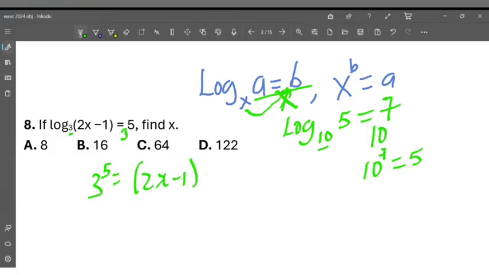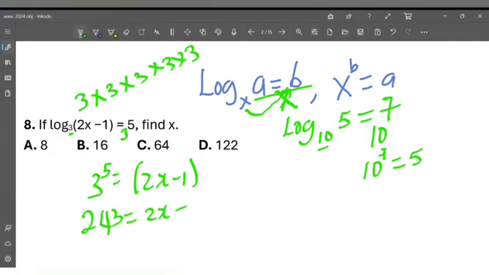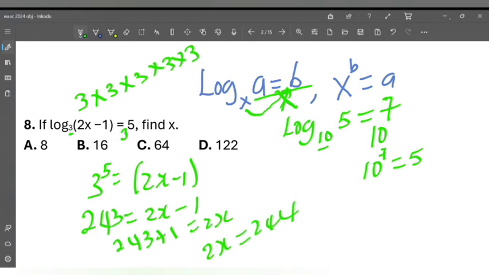What is 3 raised to the power 5? That is the same thing as 3 times 3 times 3 times 3 times 3, 3 in 5 places, which is 243. That is equal to 2x minus 1. So when you collect like terms, you move this minus 1 over to the other side. It becomes 243 plus 1 is equal to 2x. So that means that 2x is equal to 244. All right. So you divide both sides by 2. You have that x is equal to 122, which is option D.